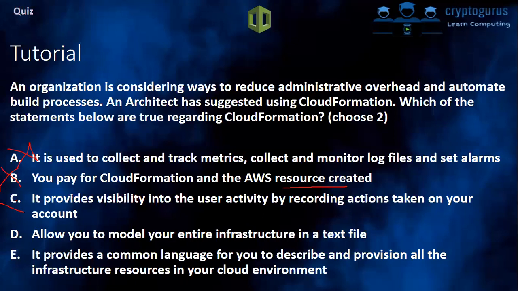For this you have to use CloudTrail. Okay, this is not the correct answer. The D option says that it allows you to model your entire infrastructure in a text file. Yes, this is the correct answer, because the JSON file and the YAML file that we write are considered text files.